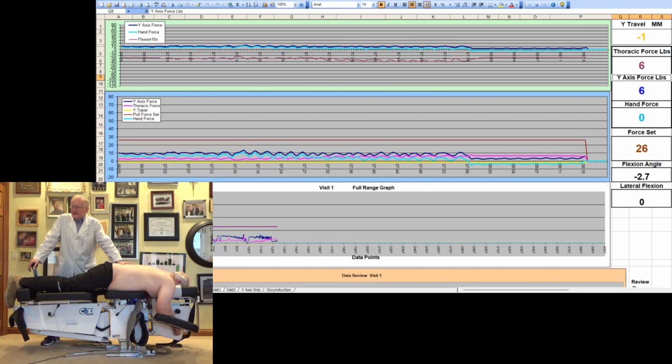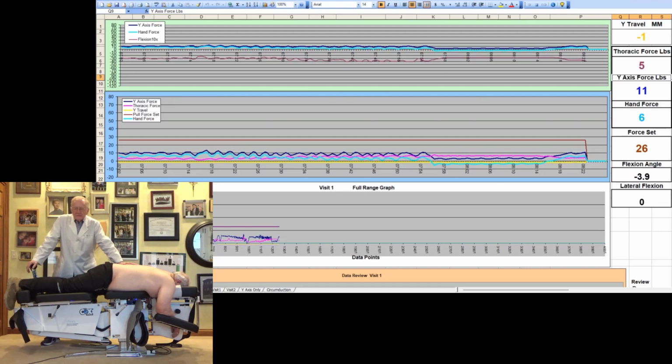When I make this contact and I move to the taut point, 1 pound, 2 pounds, 3 pounds, 4 pounds, 5 pounds.